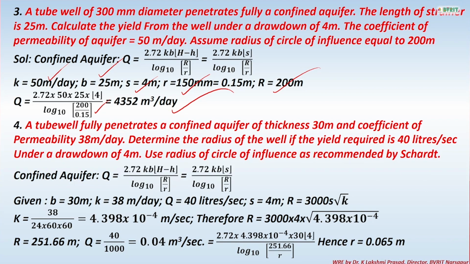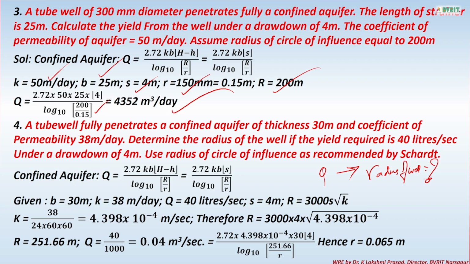A tube well fully penetrates a confined aquifer of thickness 30 meters and the coefficient of permeability is this much. Determine the radius of the well if the yield required is Q. So Q is given, and what has he asked? The radius of the well. This is the question.